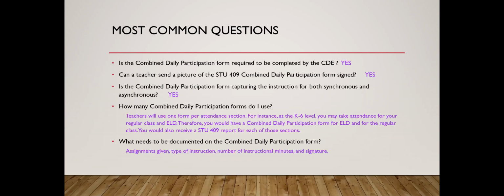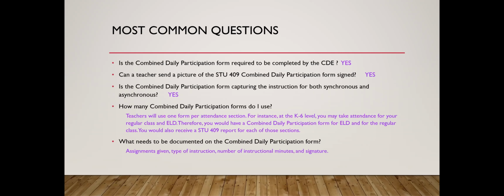How many combined daily participation forms do I use? Ultimately, this depends on how many sections you take attendance for. Teachers will use one form per attendance section. For instance, at the K-6 level, you may take attendance for your regular class and ELD. Therefore, you would have a combined daily participation form for ELD and for the regular class. You would also receive a STU 409 report for each of those sections. If you're at the high school level and you have 5 sections that you teach, or 4 sections, you're going to take attendance for those sections, and then you will have a combined daily participation form for each of those sections.